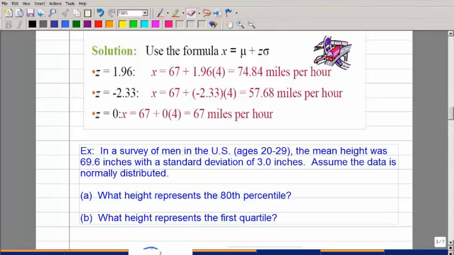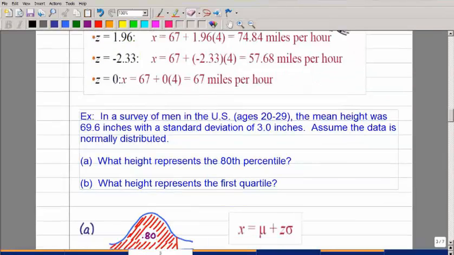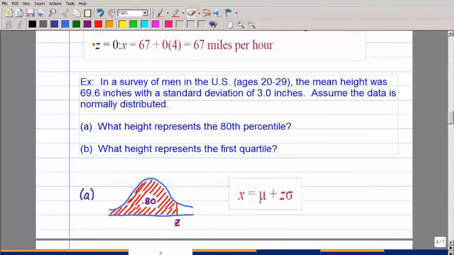So we're trying to find the height of men in that age group who would be taller than 80% of men in that age group. So we will use this transformation formula first, but the first thing we have to do is find the z-score that corresponds to a percentile of 0.80.